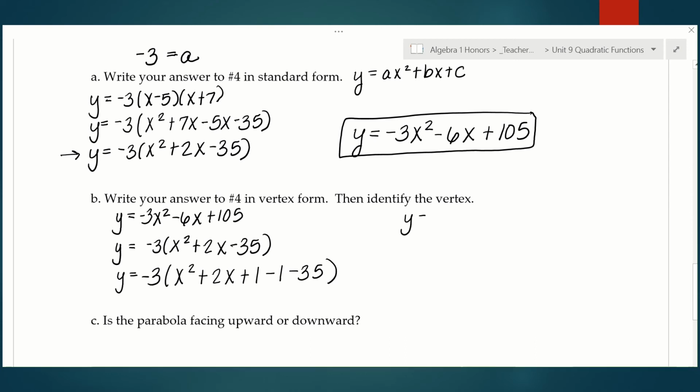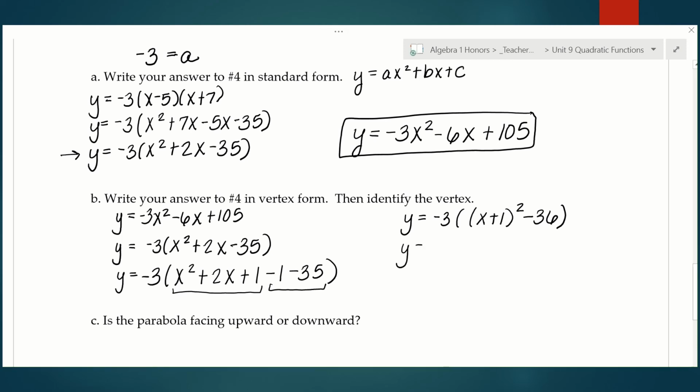Okay, so what that gives me, -3, is now a chance to factor those first 3 terms. So what multiplies to be 1 and adds to be 2? 1 and 1. So x plus 1 times x plus 1, which we write as x plus 1 squared. And then -1 minus 35 is -36.